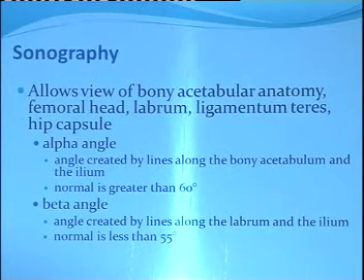It allows view of bony acetabular anatomy, femoral head, labrum, ligamentum teres, and hip capsule. You can measure the alpha angle. This is the angle created by a line along the bony acetabulum and the ilium. Its normal is greater than 60 degrees. Then the beta angle is an angle created by the line along the labrum and the ilium, and normal is less than 55 degrees.